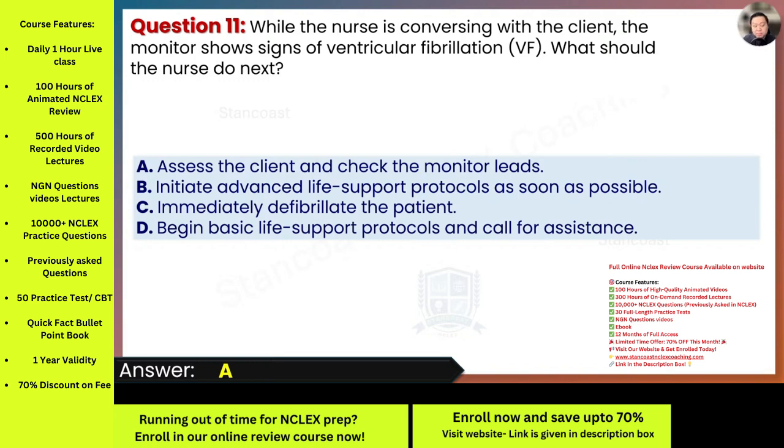So for you to answer this question correctly, I want you to prioritize assessment before you jump into the interventions. Always take a moment to verify the condition of the patient before you respond with extreme interventions. The monitor may be giving a false alarm due to possible loose leads or interference, and so confirmation of the patient's status and the accuracy of the reading should always come first.